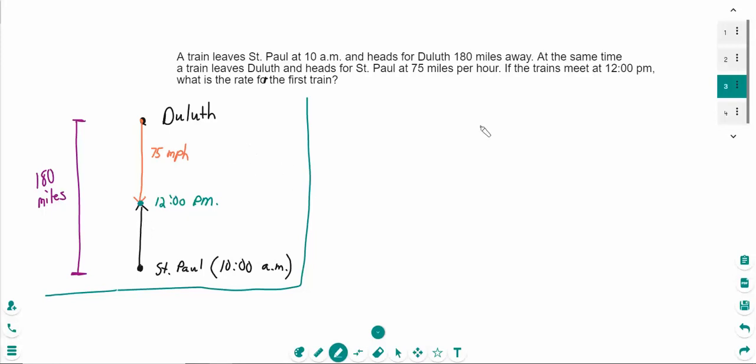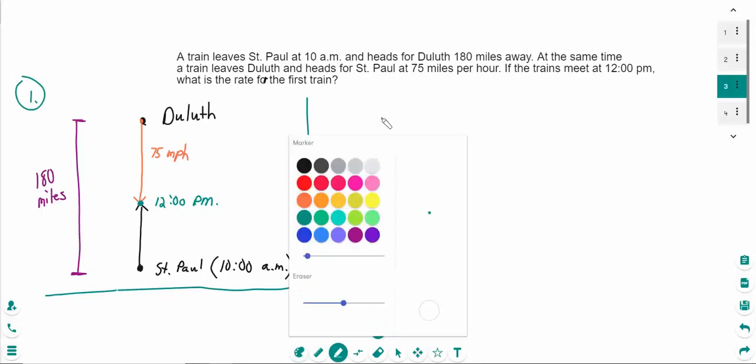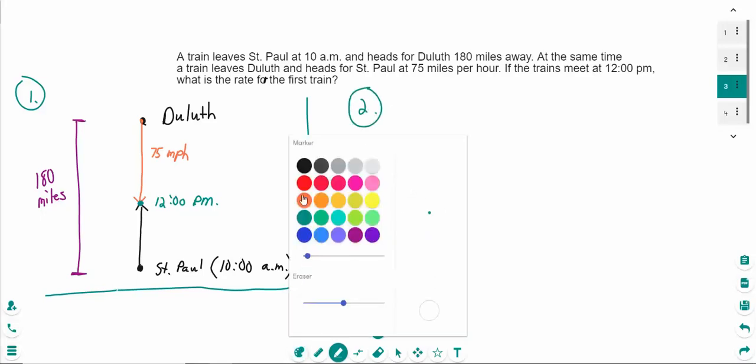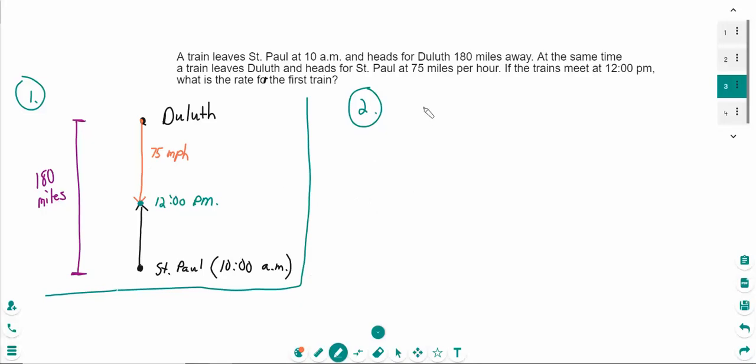Okay, so now we're done with step number 1. Remember, this was step number 1, draw the picture. Let's move on to step number 2. Step number 2 is we're arranging all of our information. So let's take our orange, and now we have to get some variables going here. We'll go with the second train, because that's what we said was the second train here.